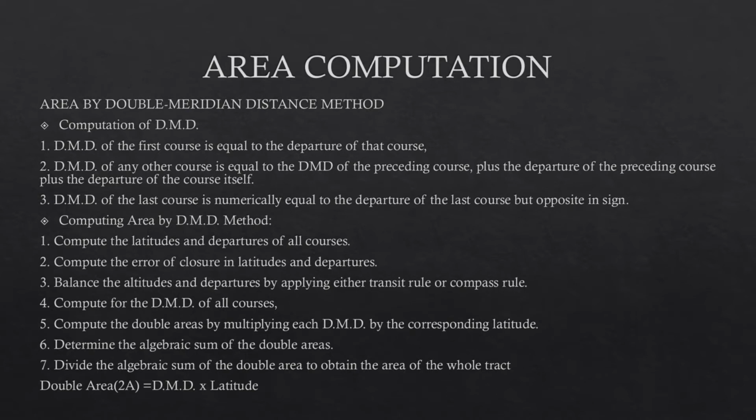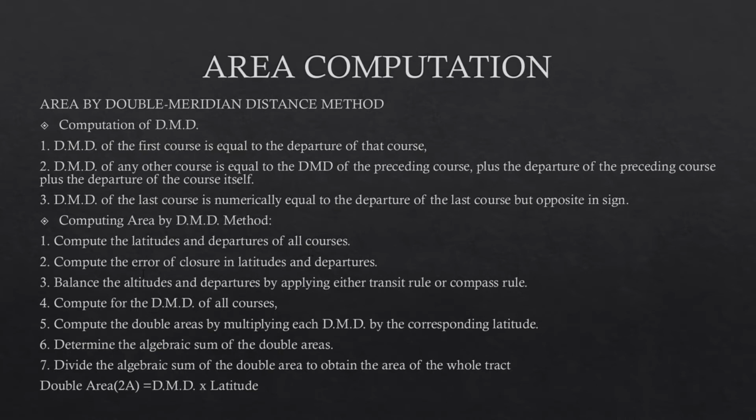Then, last, DMD of the last course is numerically equal to the departure of the last course but opposite in sign. So, ito lang yung tatandaan nyo sa pag-compute ng DMD. Then, computing area by DMD method. So, meron tayong 7 steps. First, compute the latitude and departure of all courses.